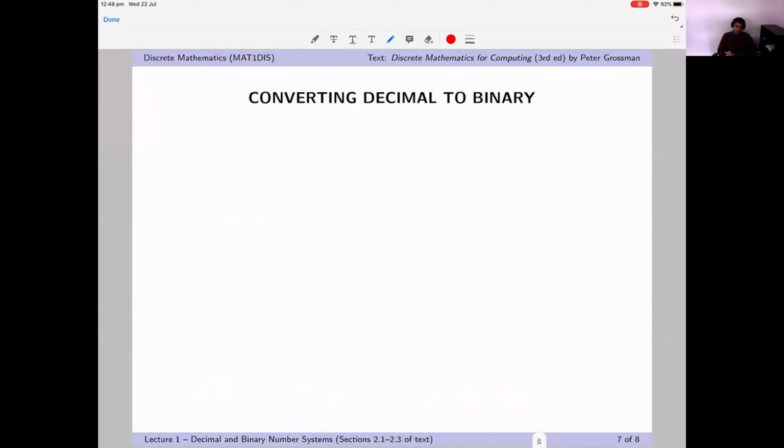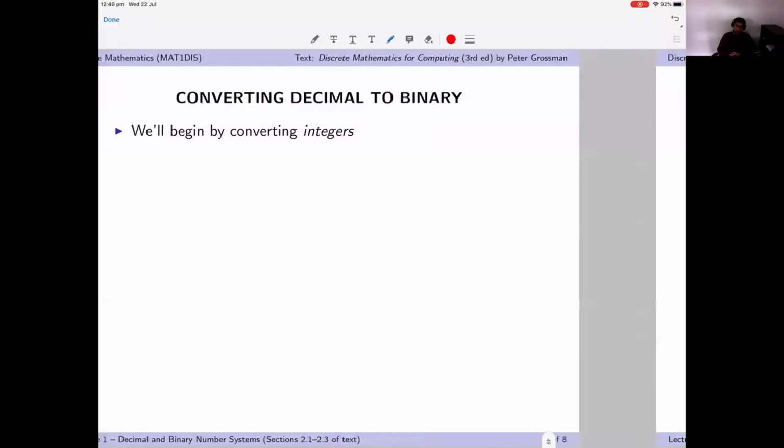Now, the next question is converting decimal to binary. So far, we converted binary to decimal, and we just wrote them in their place values. Now, if we have a decimal number and we want to convert that into binary, how would we proceed? The first step that I'm going to do is convert an integer, a whole number, into binary, and see how we do that.